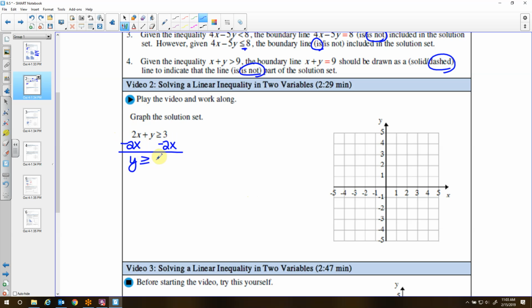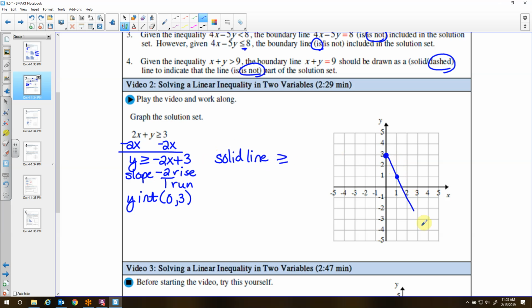So y is greater than or equal to negative 2x plus 3. So my slope is negative 2 over 1, rise over run. My y-intercept is (0, 3). So I'm going to mark those, (0, 3). My slope is negative rise over run, so negative, down 2 over 1. Now I'm going to connect the dots. I'm going to do a solid line because I have a greater than or equal to, so solid line.